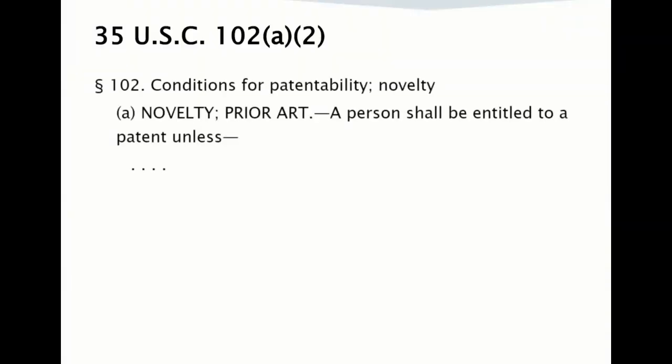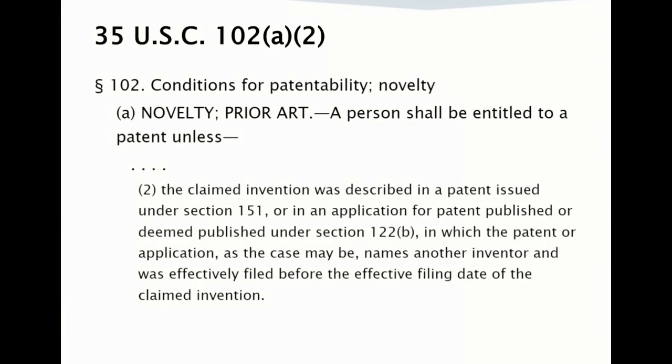Our attention turns to 35 U.S.C. 102(a)(2) and its possible exceptions. Recall that the statute mentions three kinds of U.S. patent documents that may be prior art under 102(a)(2): patents issued under Section 151, patent applications published under Section 122(b), and patent applications deemed published under Section 122(b). We will take a look at each of these on the next slide.